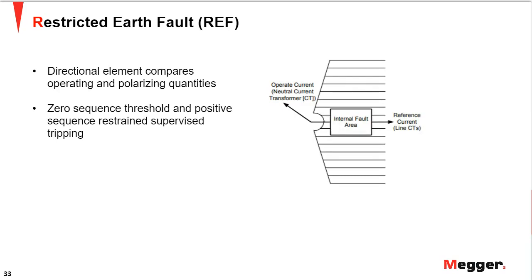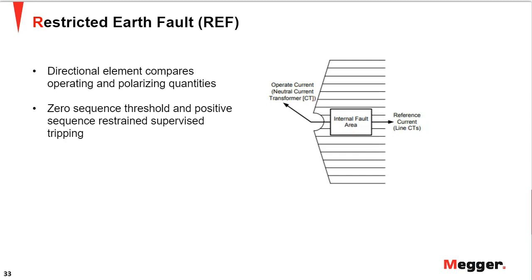The angle between the operating and the polarizing is what will decide whether the fault is internal or external, right? So if the angle falls within this area, which is a little less than 90 degrees, it's going to detect the internal fault, which you can call a forward fault, for your directional nomenclature. And anytime the angle falls greater than plus 90 or less than minus 90, in this area, it is going to detect it as a reverse fault, or an external fault.